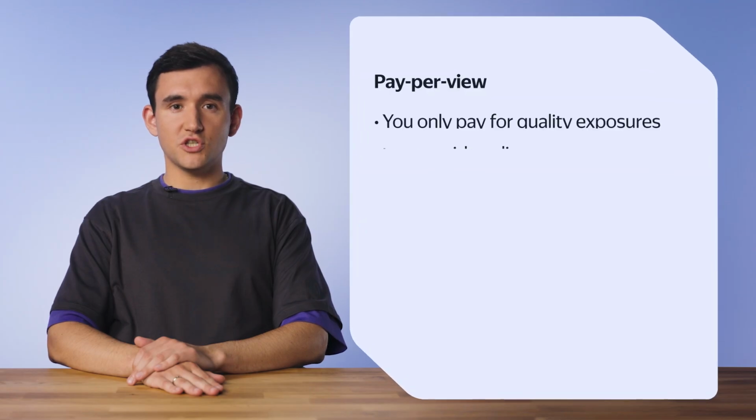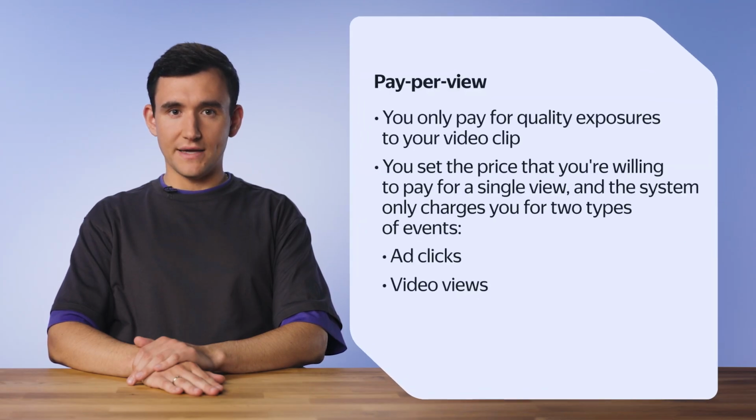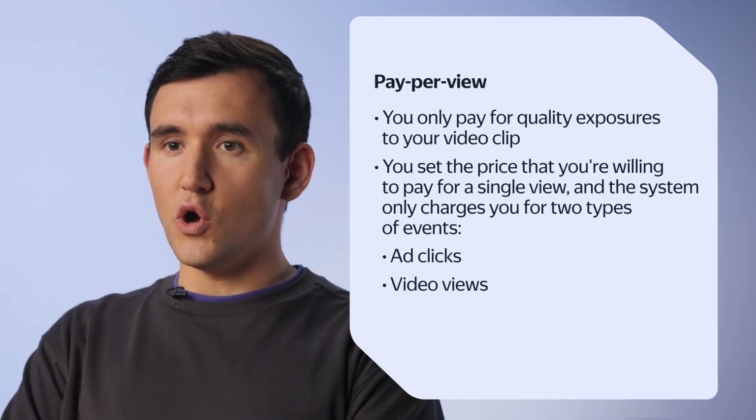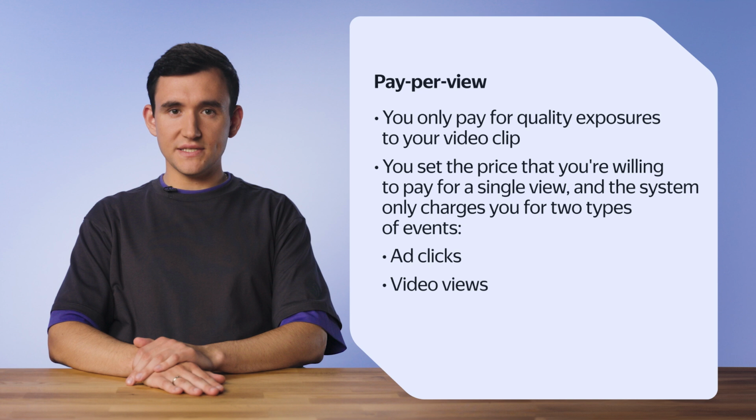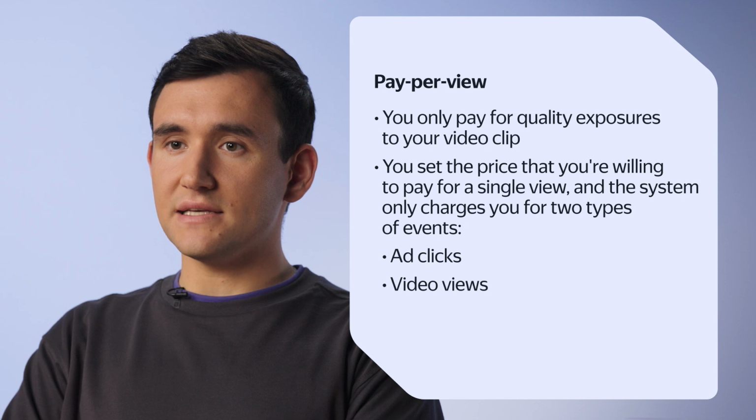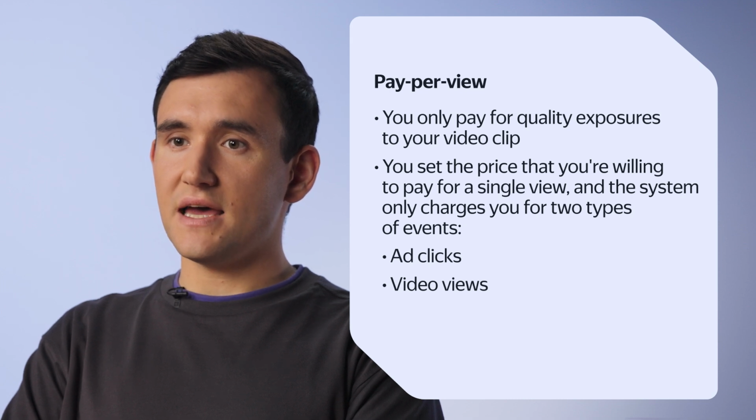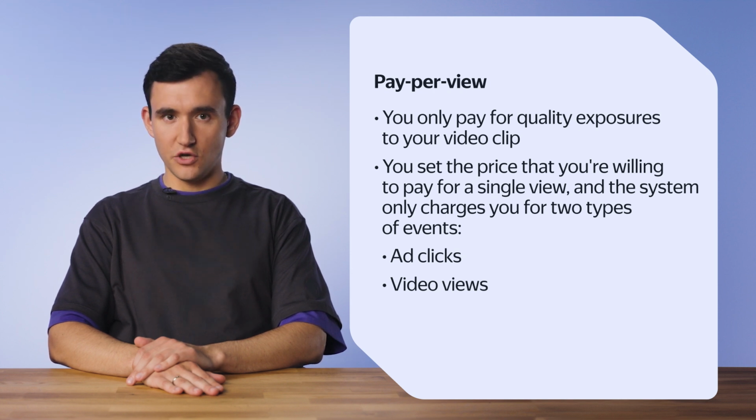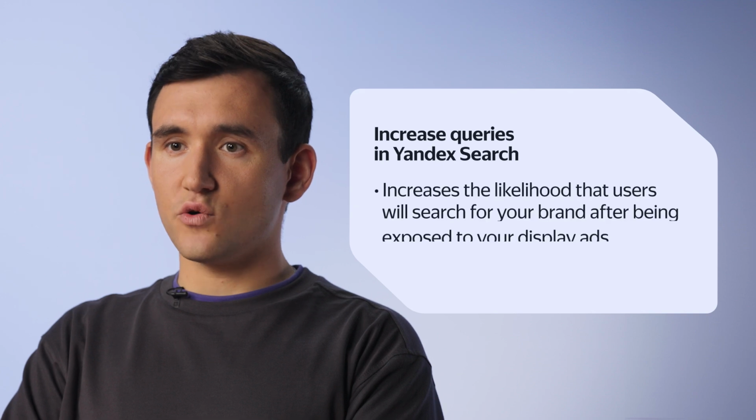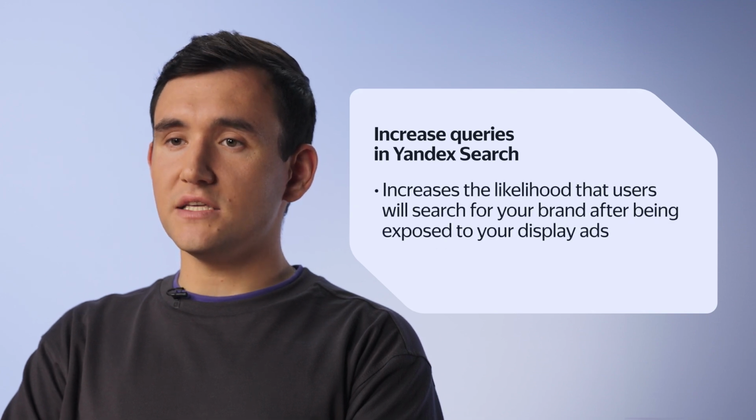The pay-per-view strategy only works with video ads. With this strategy, you only pay for quality exposures to your video clip. You set the price that you're willing to pay for a single view, and the system only charges you for two types of events: ad clicks directing the user to the site and video views. If your video is longer than 30 seconds, you'll only be charged if the user watches at least those 30 seconds of the video.